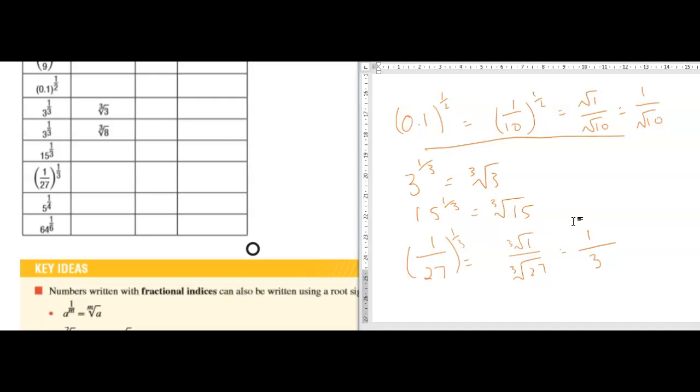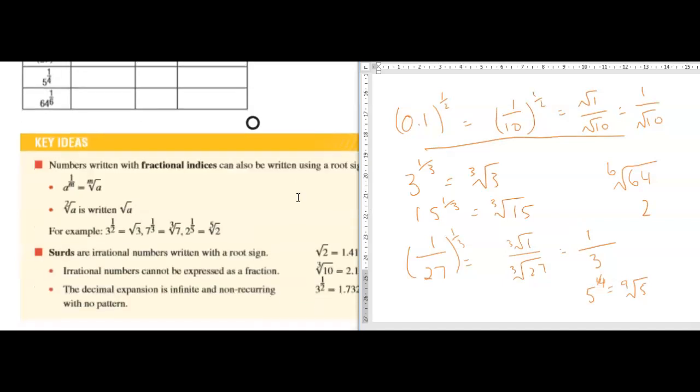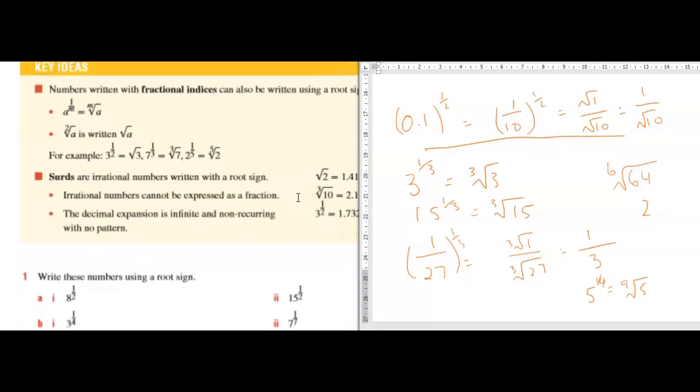And then 5 to the power of a quarter is just the 4th root. So I'm running out of space on my page to write that. So 5 to the power of a quarter is the 4th root of 5. And then 64 to the power of 1/6 is the 6th root. So what number multiplied by itself 6 times gives you 64? And it's actually 2. So that is not left in surd form. Okay, let's just keep scrolling.